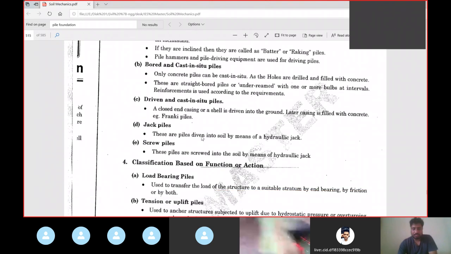Now, the driven and cast in situ piles. A closed end casing or a shell is driven into the ground. Later the casing is filled with concrete. Example, Frankie piles. So in this case, basically, we are putting a casing inside the soil mass and we are filling it with concrete, right? And that closed end casing stays there inside the soil mass. Such piles are known as Frankie piles.